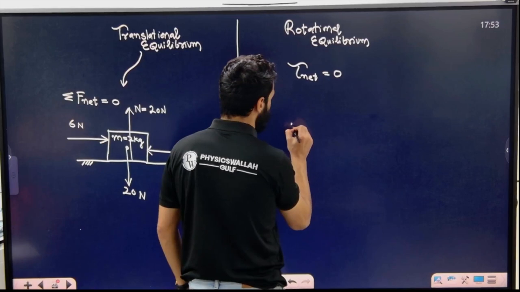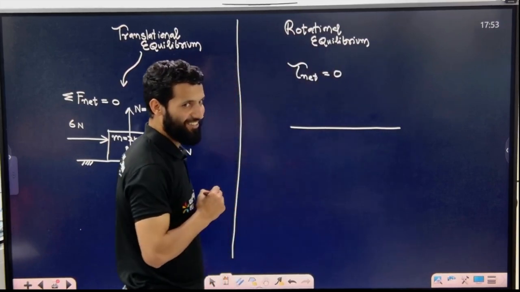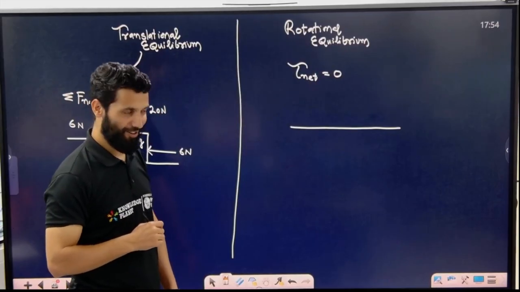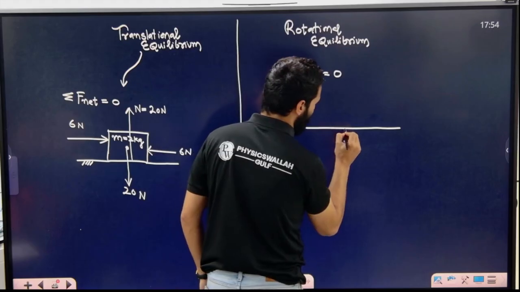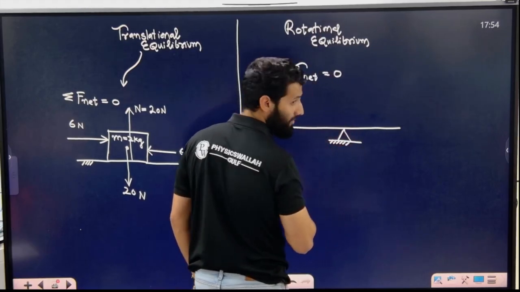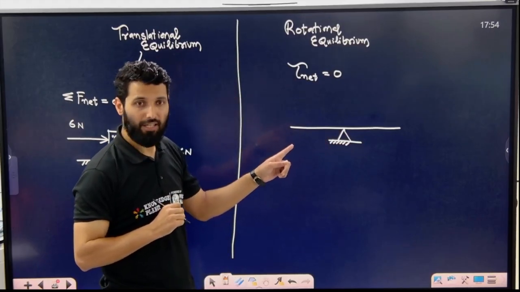In your childhood, have you played the game seesaw? Never? Seesaw, for example. Now, there is a support in between, right? It's called hinge support.